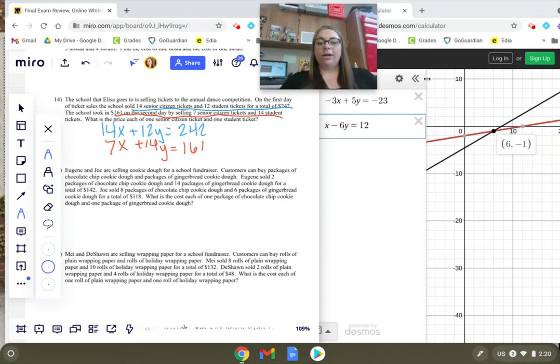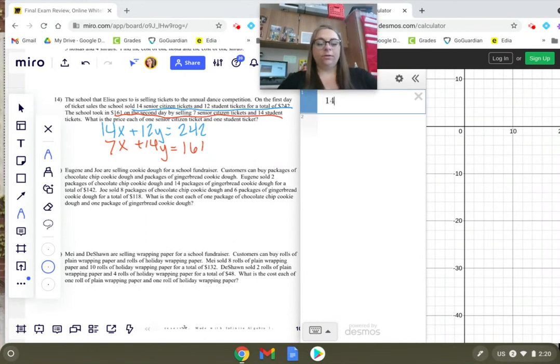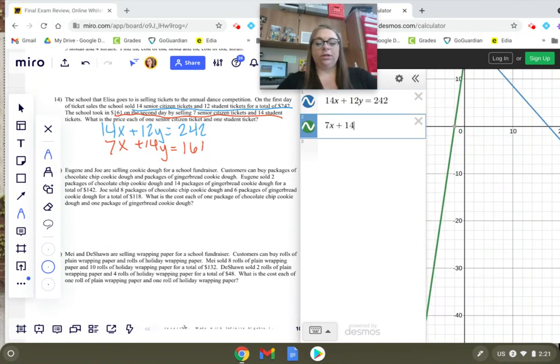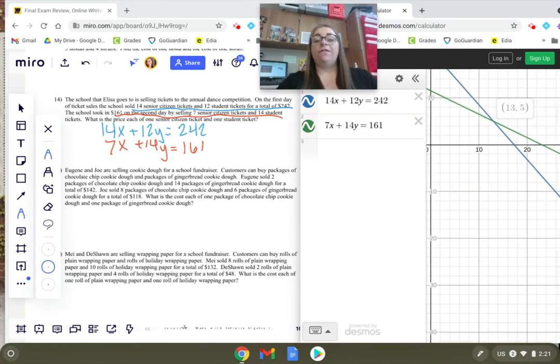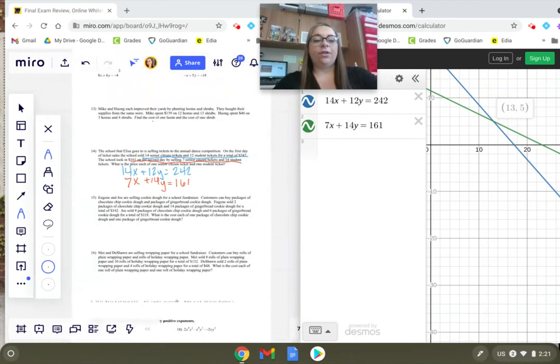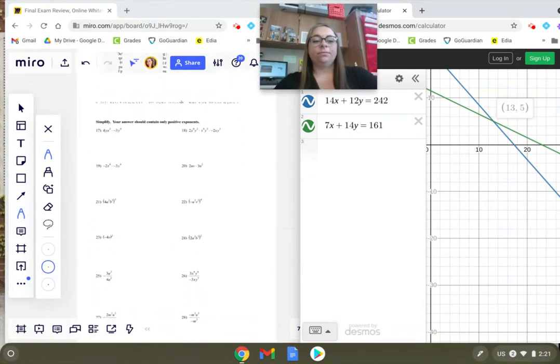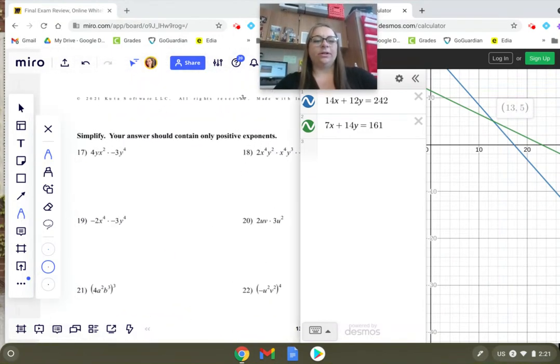Once I have both of those equations, again, type it into Desmos. So 14x plus 12y equals 242, and then 7x plus 14y equals 161. And again, look and see where they cross. So they cross at 13, 5. That means the price of a senior citizen ticket is $13, and the price of a student ticket is $5 because it's giving you that answer. So again, do that same thing for 13, 15, and 16. And now let's do a few of the exponents.